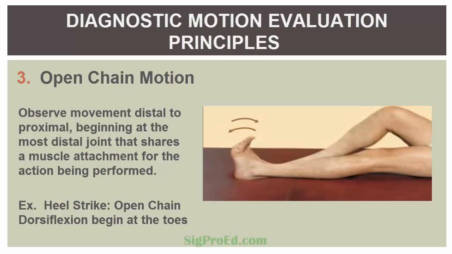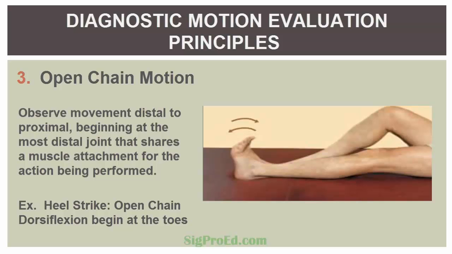For open chain motion, the observation of the motion will be distal to proximal, meaning that you will begin your observation at the most distal joints that share muscle attachments for the action being performed. So in this picture, we're looking at dorsiflexion, and this is open chain dorsiflexion. And the motion is occurring, typically we believe, at the ankle. And what we see is that there are muscles or structures of the toes that also cross the ankle. So we will begin our observation at the toes.